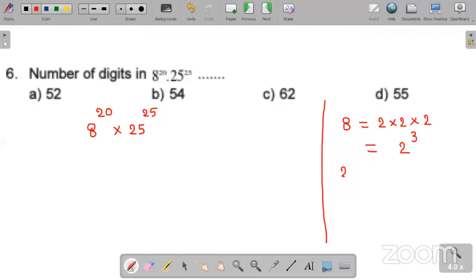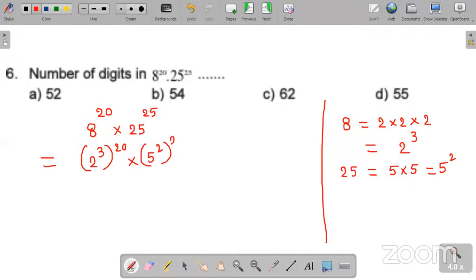Now this 25 you can write as 5 into 5. 5 into 5 means 5 square. So now, instead of 8, write 2 cube. 2 cube to the power of 20 into 25, which means 5 square all to the power of 25.